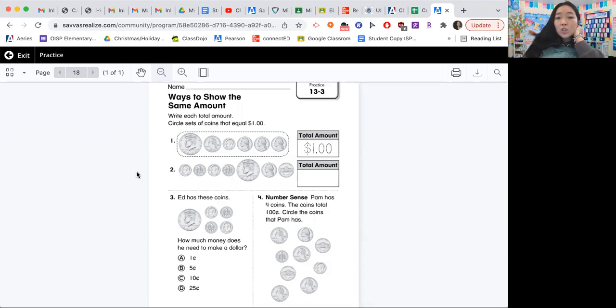So, ways to show the same amount. Write each total amount and circle sets of coins that equal $1. So here in that first one, we see a 50-cent piece. My breakout room friends, can you tell me what is the value of a 50-cent piece? What value does it have? Very good, Ava. 50 cents is correct. So I'm just going to write 50.